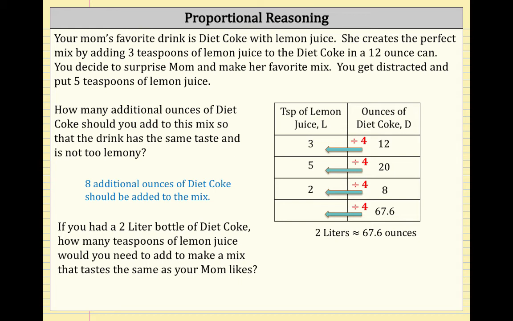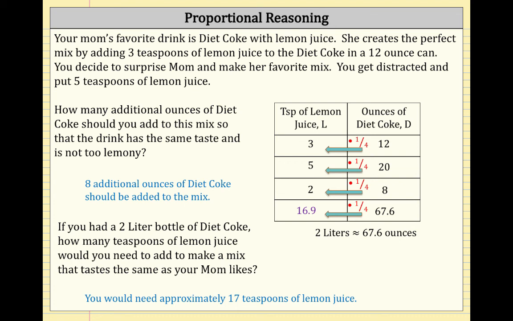Also remember that dividing by a number is the same as multiplying by its reciprocal. The reciprocal of 4 is 1/4. So this will also come to the same conclusion: if you take 67.6 and multiply it by 1/4, or take 67.6 divided by 4, you end up with 16.9. That's the number of teaspoons of lemon juice needed to produce a mixture that tastes the same as your mom likes. Realistically, you can't exactly put in 16.9 teaspoons of lemon juice, so you need approximately 17 teaspoons of lemon juice.